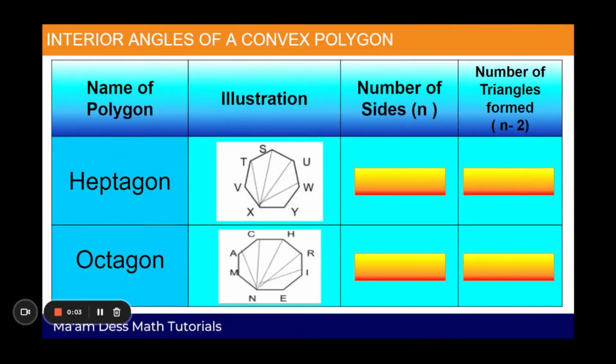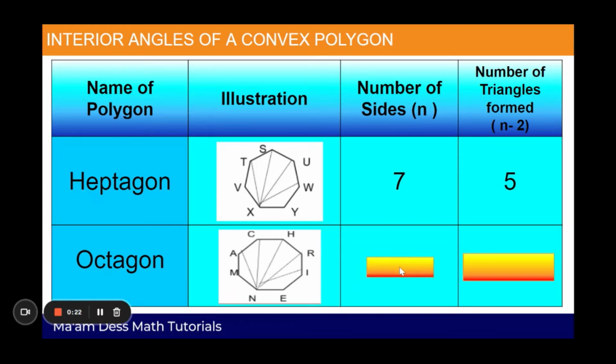Okay, for the next one, we have the heptagon. How many sides? Okay, 7. And the number of triangles formed, if we subtract 2 from 7, we will have 5. For the octagon, how many sides are there in an octagon? We have 8. Okay, subtract 2. So the number of triangles formed is 6.